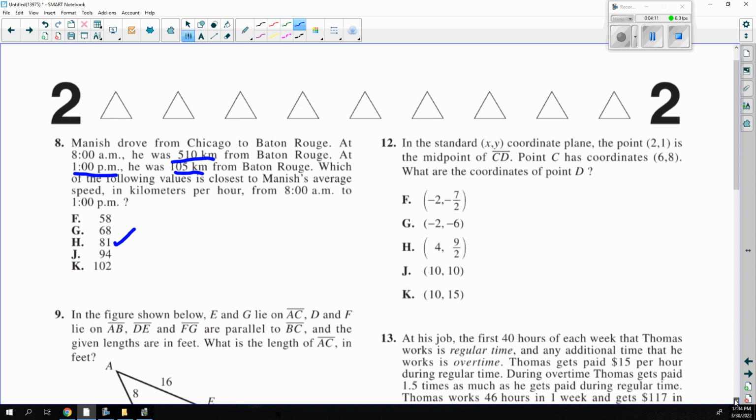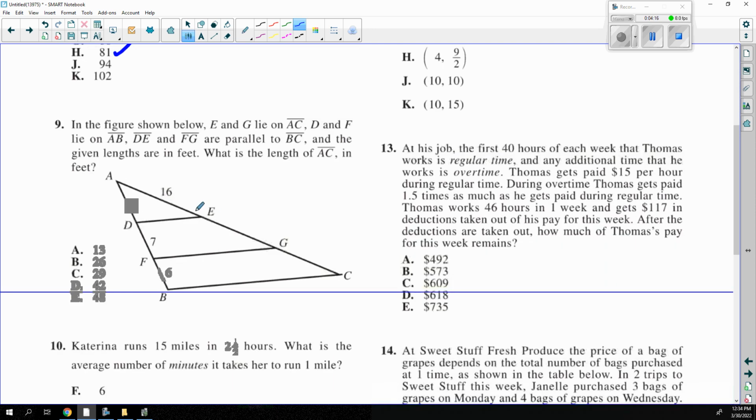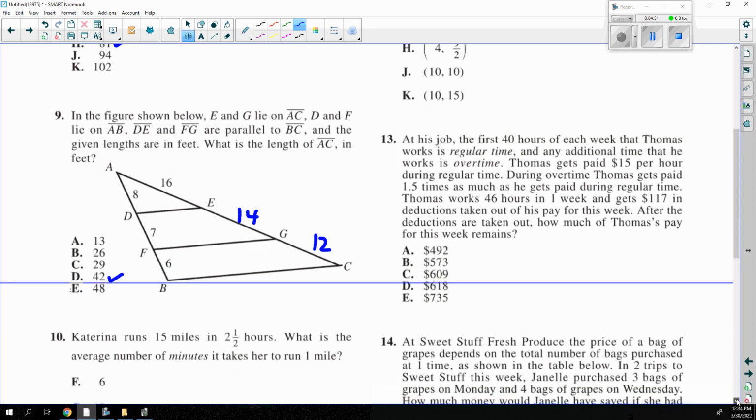Parallel lines cut proportionally. So you see the 16 is double the 8. So this has to be 14 and this has to be 12. If it's double there, it's double everywhere. And the answer is the addition of those numbers, 42.